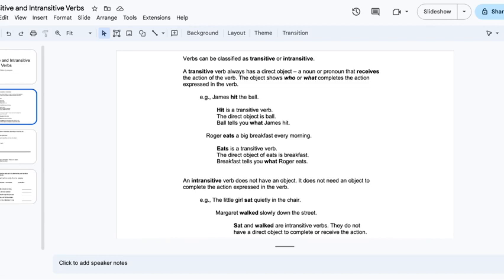An intransitive verb doesn't have a direct object. It doesn't need an object to complete the action expressed in the verb. For example, the little girl sat quietly in the chair. It doesn't really make sense to say sat who or what in the context of this sentence, and that makes it an intransitive verb. Margaret walked slowly down the street. Walked who or what? You can't answer that question, which makes it an intransitive verb because there is no direct object to complete or receive the action.